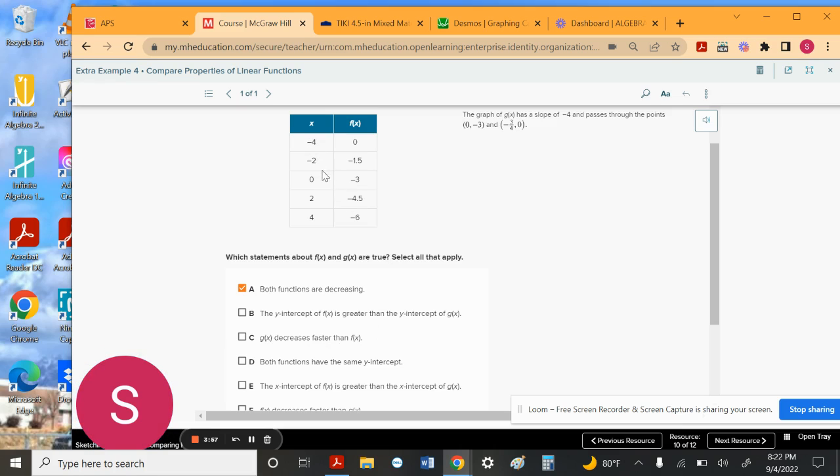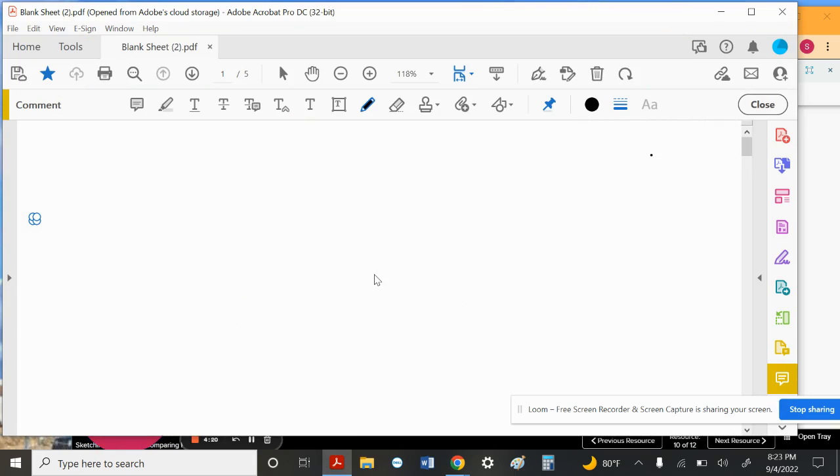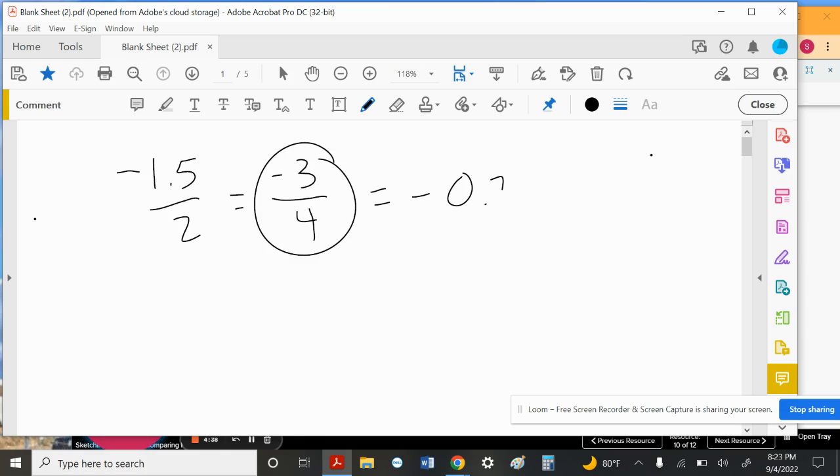G of x decreases faster than f of x. Notice that for every 2 seconds, it's decreasing. So you would actually figure out the slope here. The slope would be the change in y, which would be -1.5, over the change in x, which would be -2. So that would be -1.5 divided by -2. What I'm going to do is multiply both of those by 2 because it's easier for me to see. So that's -3 over 4, because that doesn't change it if I multiply top and bottom. So that means that I have a slope of -0.75.